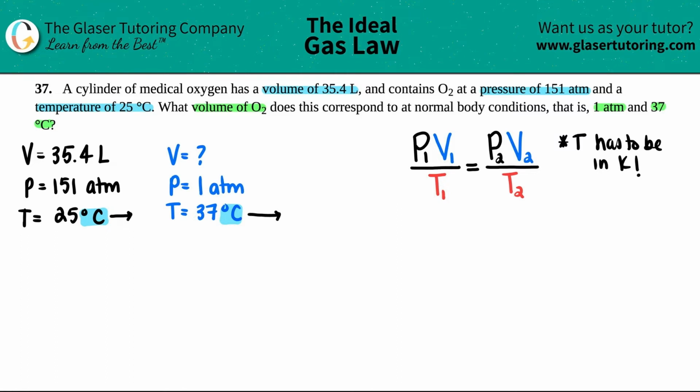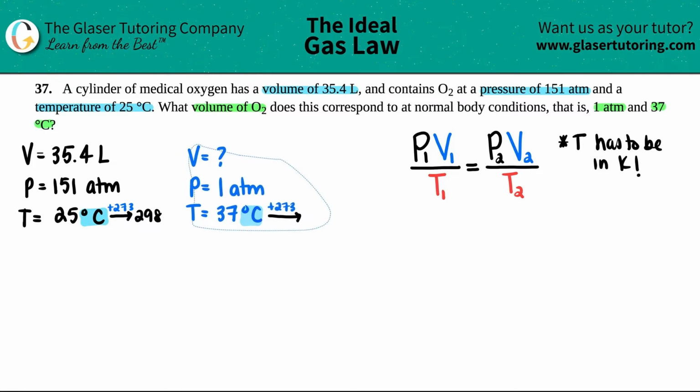How do we go from Celsius to Kelvin? That's like going all the way back to chapter 1 of the chem class. You just add 273. If you want to be more specific, you could add 273.15, but I think this is good enough. So 25 plus 273 is 298 Kelvin, and that's my new temperature. And then 37 plus 273 is 310 Kelvin.